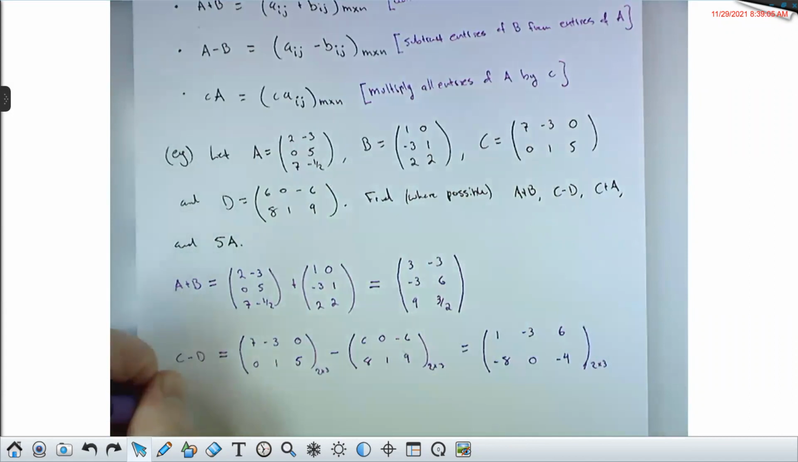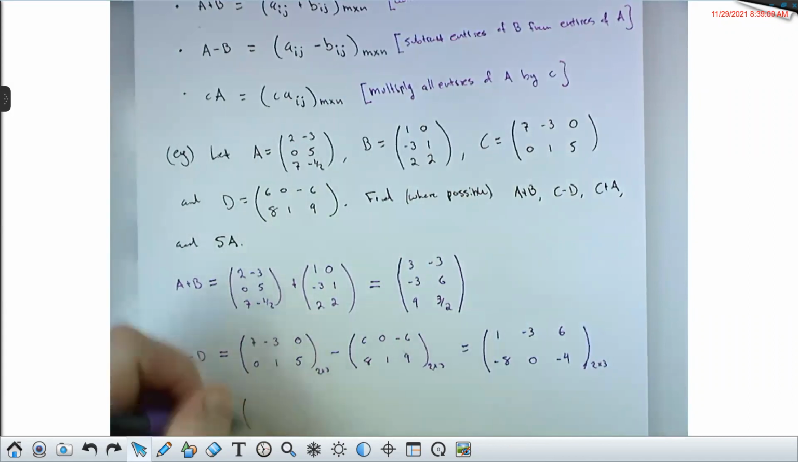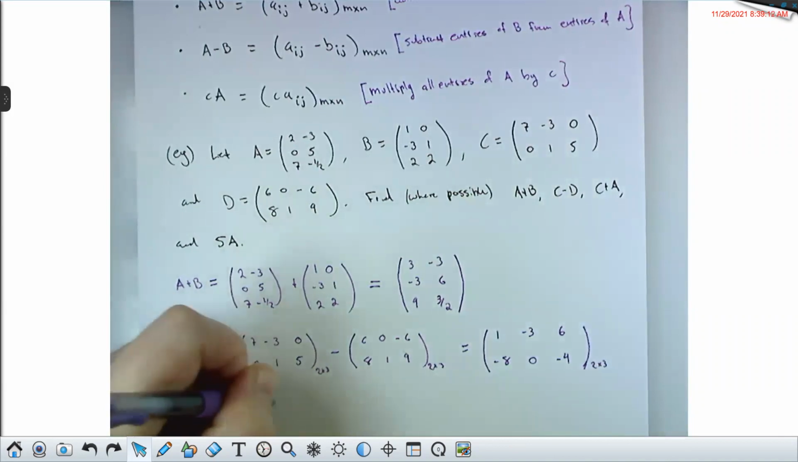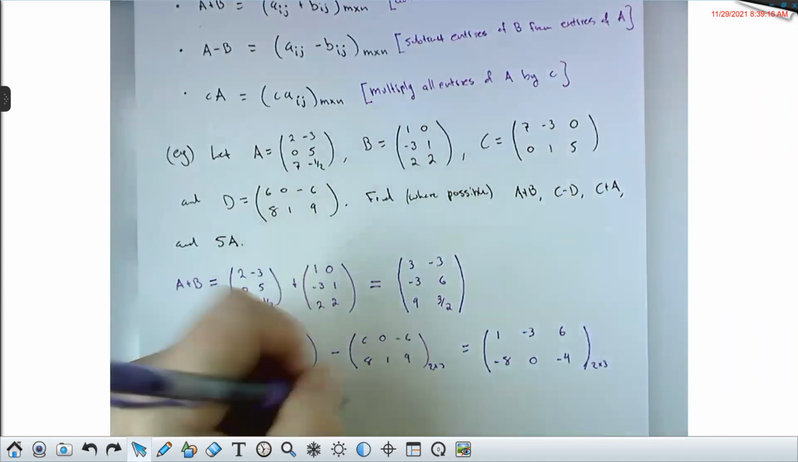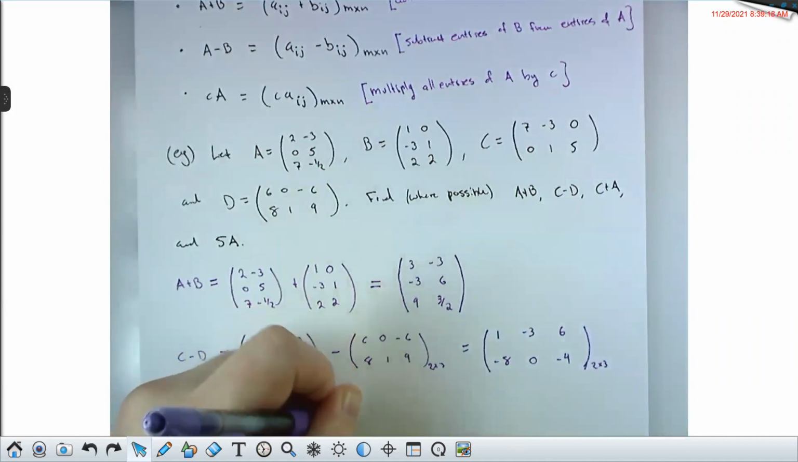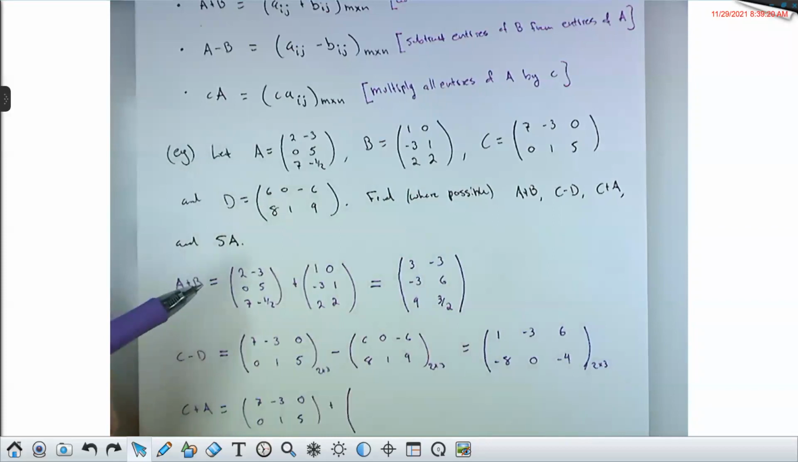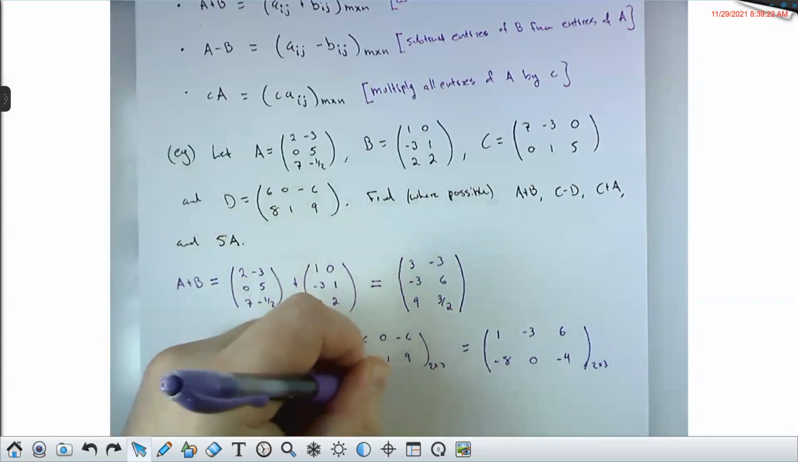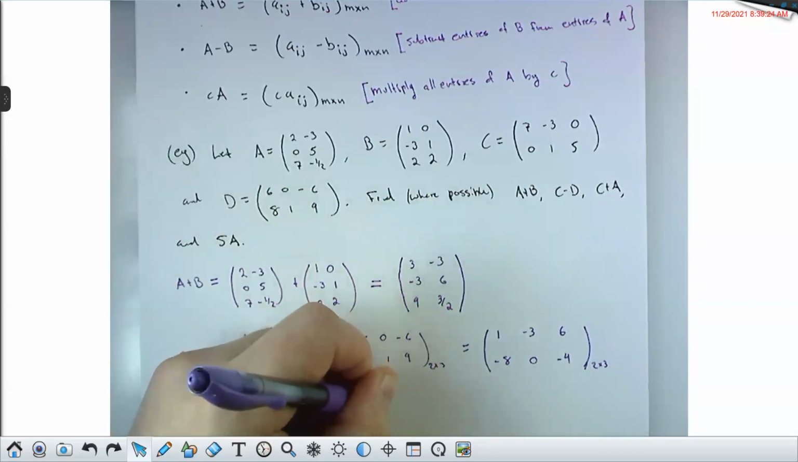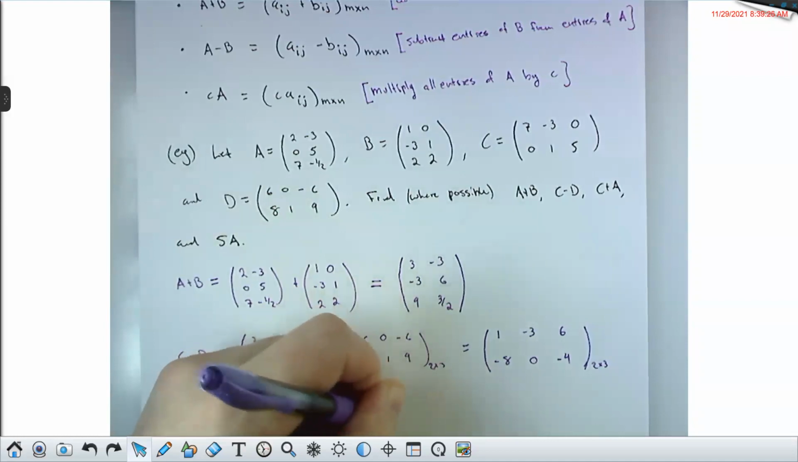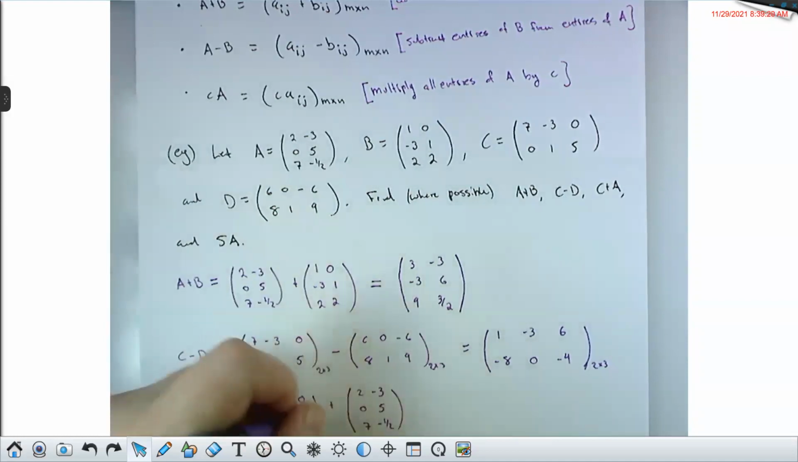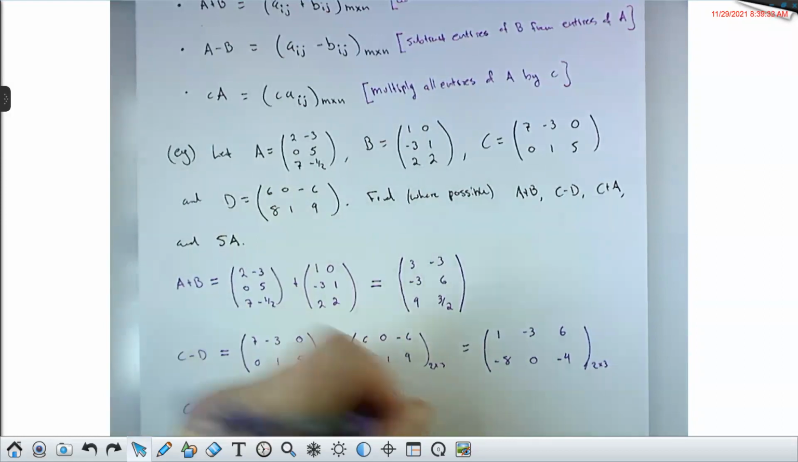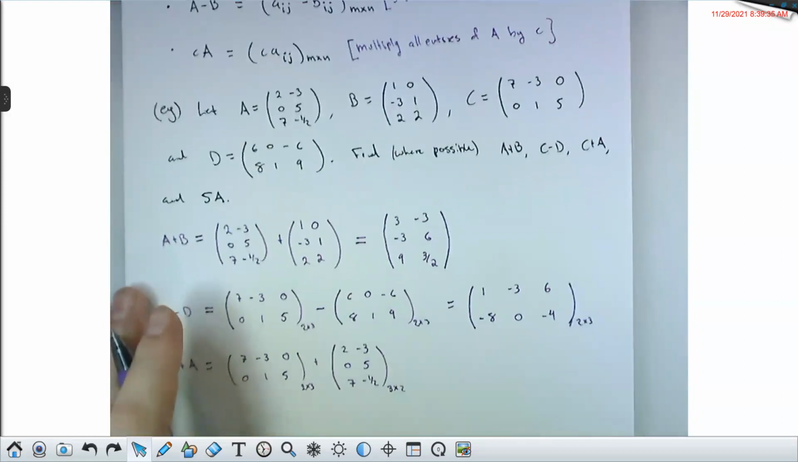Okay, next we wanted to find C plus A. So C is still the 2 by 3, 7, -3, 0, 0, 1, 5. And I want to add that to the 3 by 2, 2, -3, 0, 5, 7, -1/2. So this is a 2 by 3, 3 by 2. Can I add these two matrices?